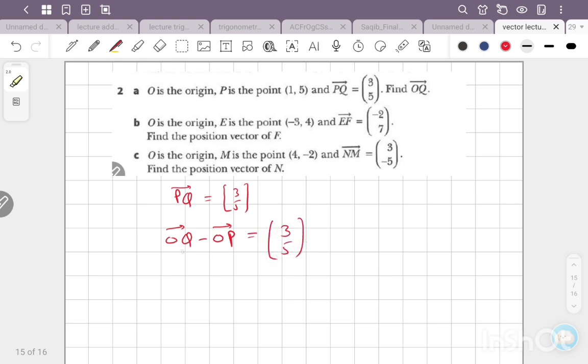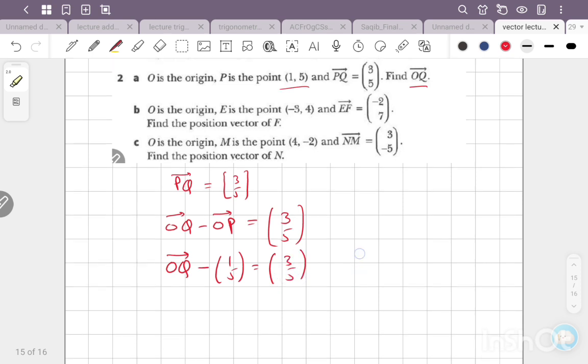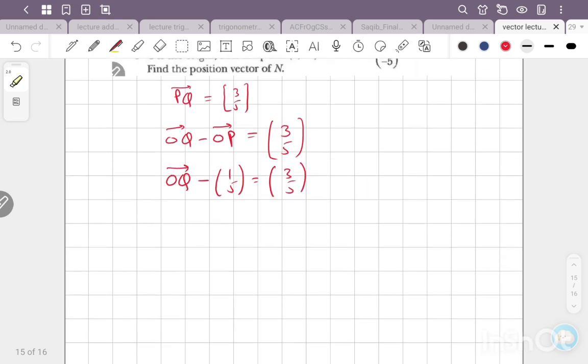Now what's the value of OQ? Actually, we have to find the value of OQ. We have to write it as it is, minus OP. What is the OP value? It is (1, 5). We write (1, 5) equals (3, 5). Okay, now moving forward, OQ equals (3, 5).